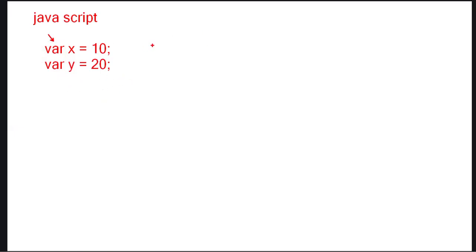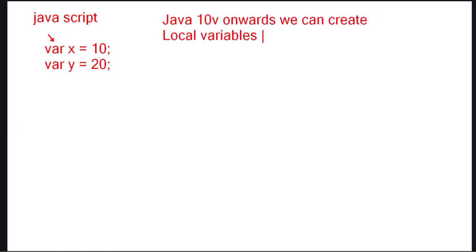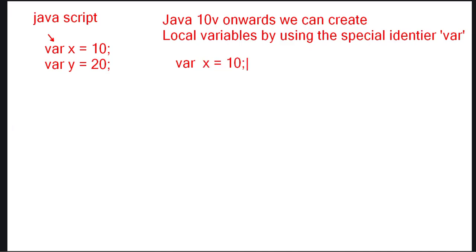Like JavaScript, from Java 10 version onwards, we can create local variables, only local variables, right? We can create local variables by using a special identifier. It is not a keyword, it is an identifier. By using the identifier var. How? var x equal to 10, var y equal to 20.5, var z equal to single quote p.